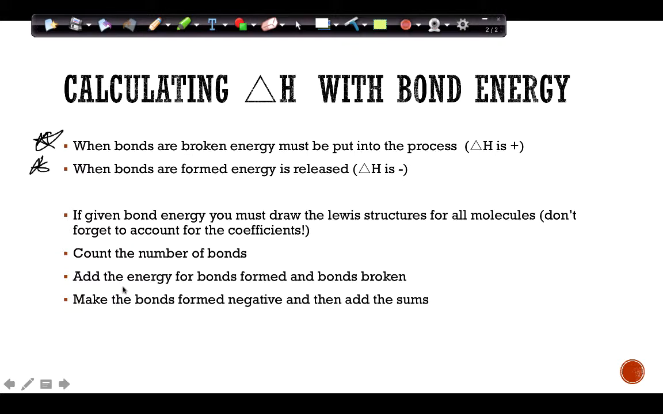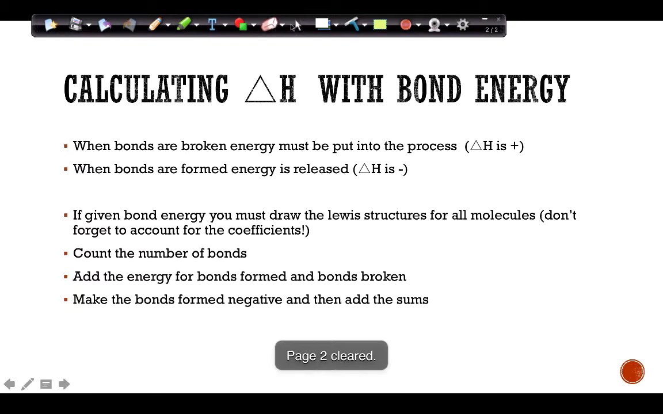Then you're going to add the energy for the bonds formed and bonds broken. Because when you put bonds together, when you form them, that's an exothermic process. You're going to make that negative, and then basically just add the sums. This information is not given to you on the reference sheet, so that's why it's important to notice if bonds are being formed, it's an exothermic process.